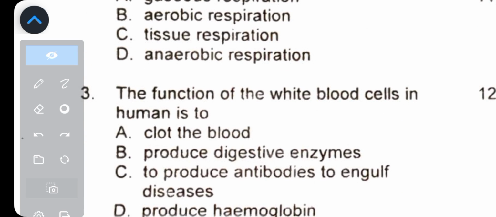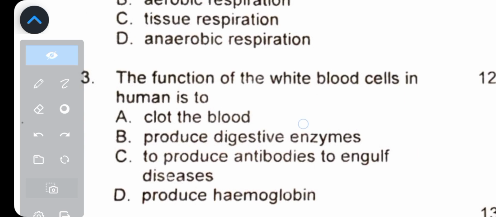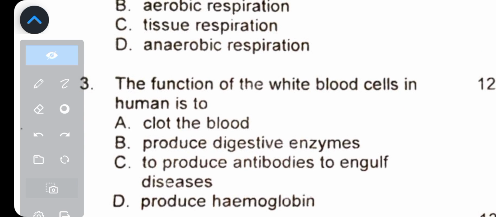Question 3. The function of white blood cells in humans is to A, clot the blood, B, produce digestive enzymes, C, to produce antibodies to engulf diseases, D, produce hemoglobin. And the answer to question 3 is C, to produce antibodies to engulf antigens actually, not diseases.